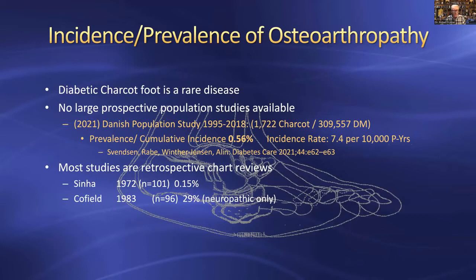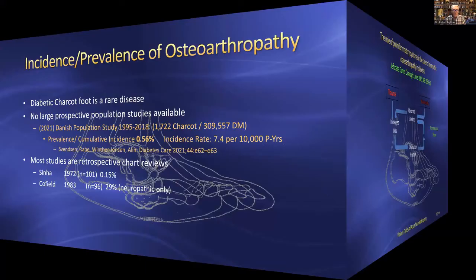And this is consistent with other populations as well, going back to Sina's early study from Joslin Clinic, which was 0.15%. Now, the Cofield study published in 1983 was actually a study on aldose reductase inhibitors. So all the participants had underlying neuropathy. So this is a well-defined population, and they had almost a 30% incidence. But generally, we all recognize that this is a rare disease affecting less than 1% of the diabetes population in general, at least as far as we know now.